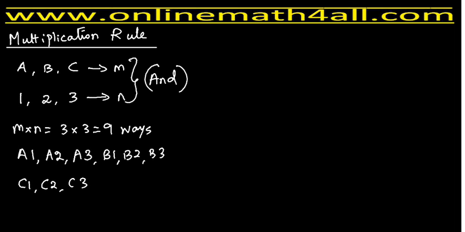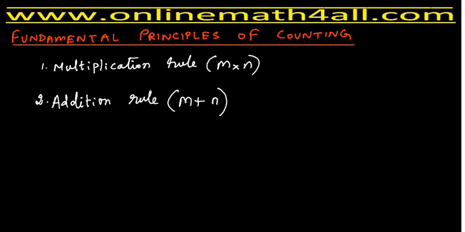So the same thing is applied up to C3. In this way we are getting 9 ways to go to school and come back from the school. So both the things must happen. That is why I am asking you to use the word "and" between the two works, because both the works have to be completed. Okay, now I hope the students will be able to understand what is the multiplication rule, why we multiply. Now we can move to the addition rule.